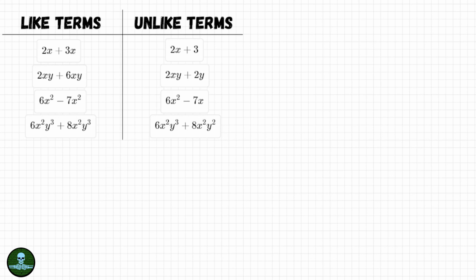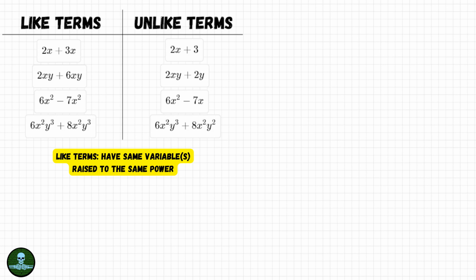Everyone, to another Codem Circuits video where we're doing Algebra 1 and we're trying to focus on like terms and unlike terms. So what sense can we make out of this? Well, to start, like terms are terms that have the same variable or variables that are raised to the same power. What does that mean?